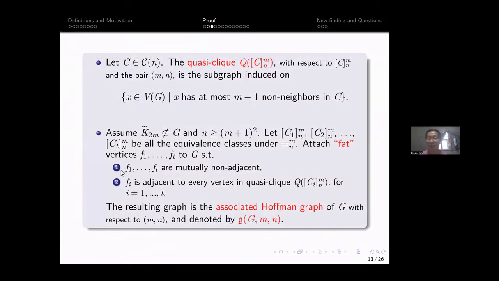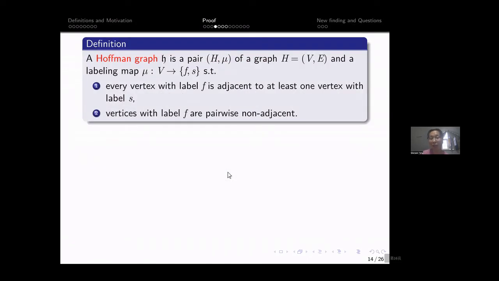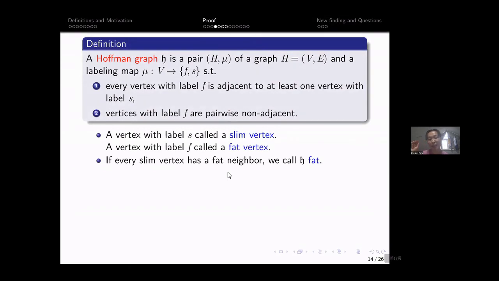Here we asked that these T vertices are pairwise non-adjacent. And we call the vertices labeled by S slim vertices, and the vertices labeled by F fat vertices. And if every slim vertex has a fat neighbor, then we say this Hoffman graph is fat.